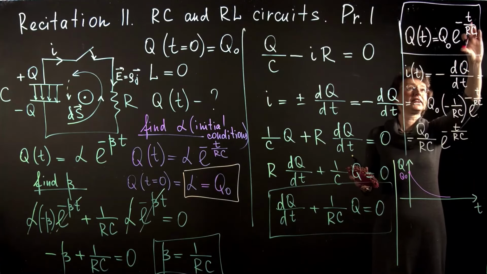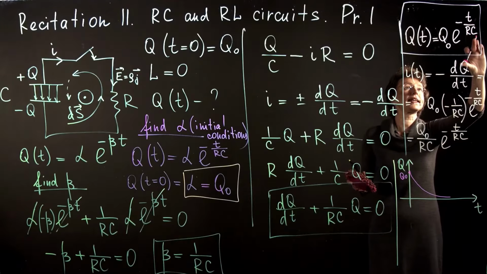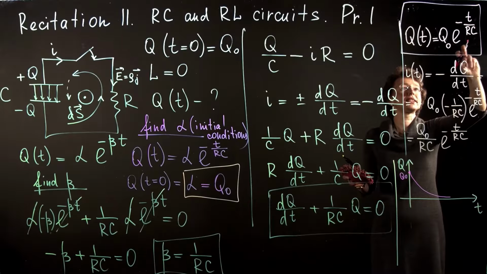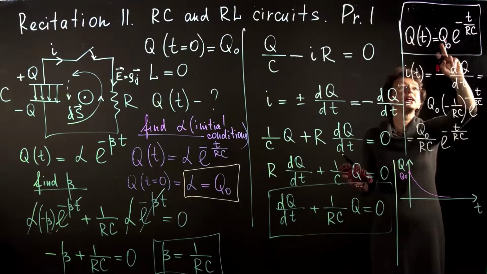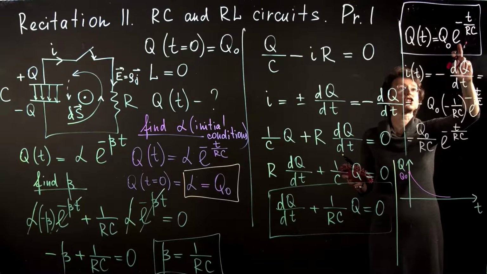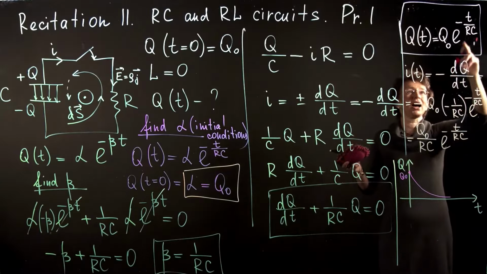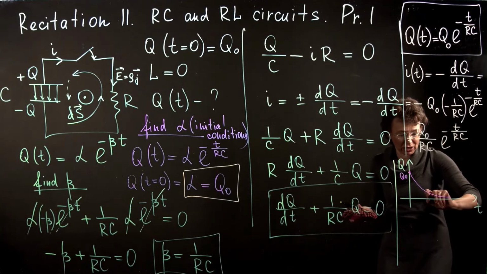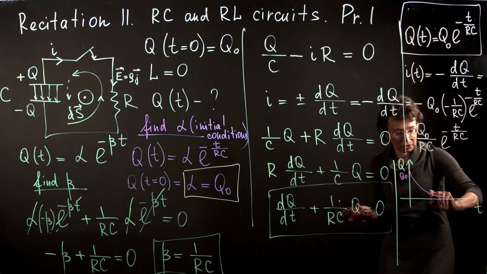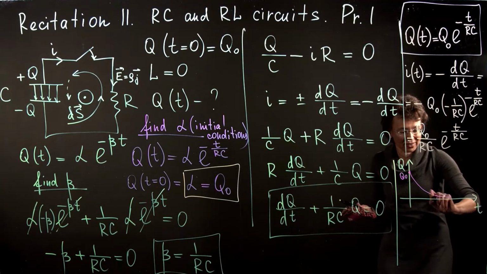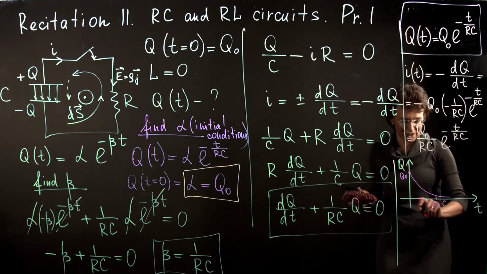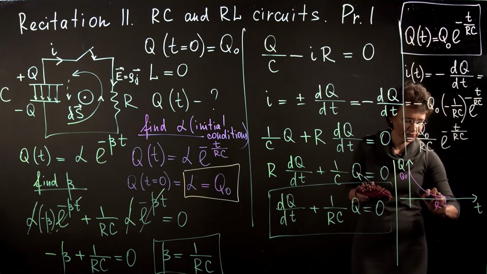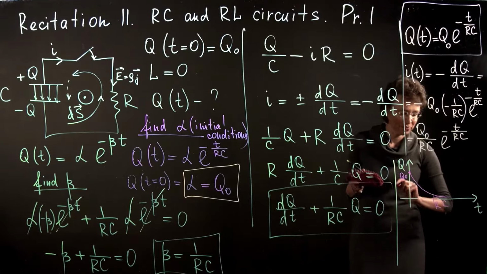When time is equal to RC, which we call the time constant for an RC circuit, I have q naught divided by the exponential constant, which is 2.7. So at time equal to RC, my charge decreases by a factor of about 3. Where is RC? It will be approximately right here. Am I right, or did I go too far? Probably too far. Let's put RC right here.